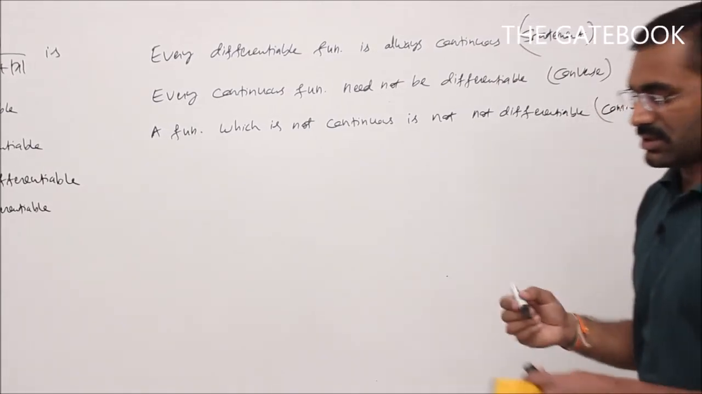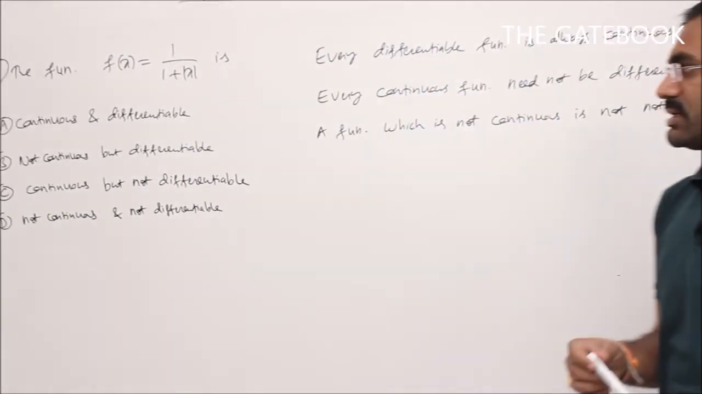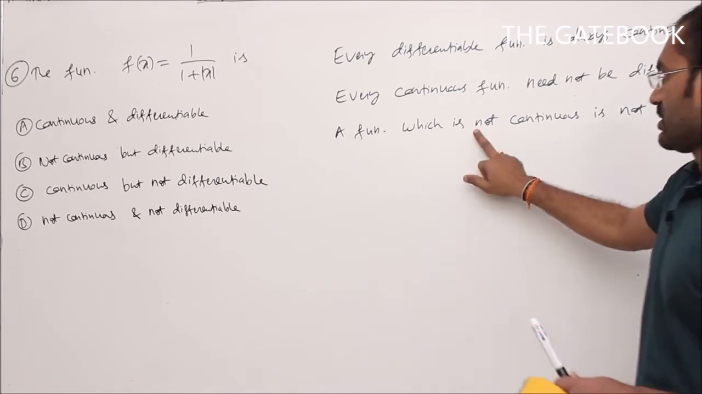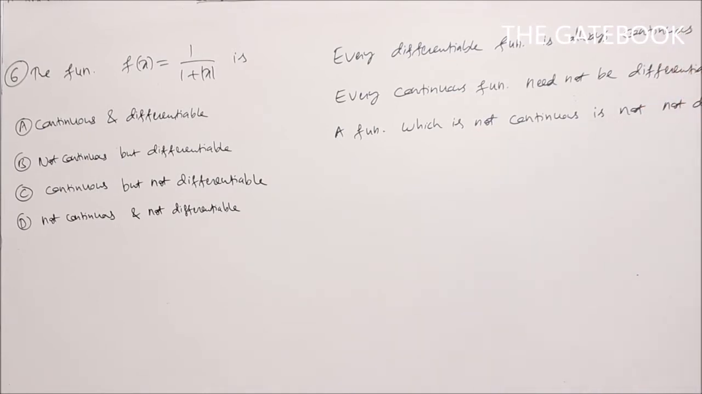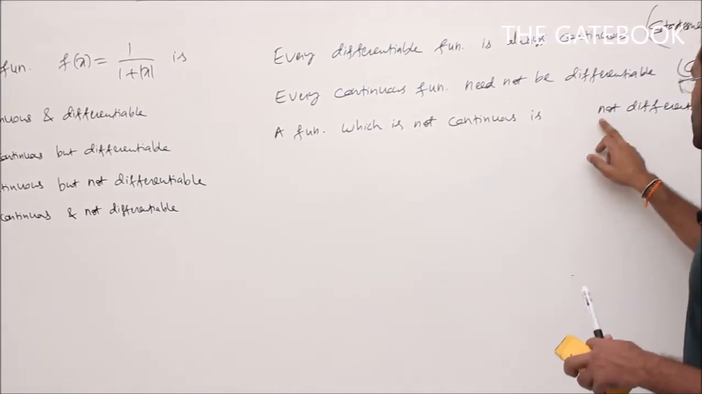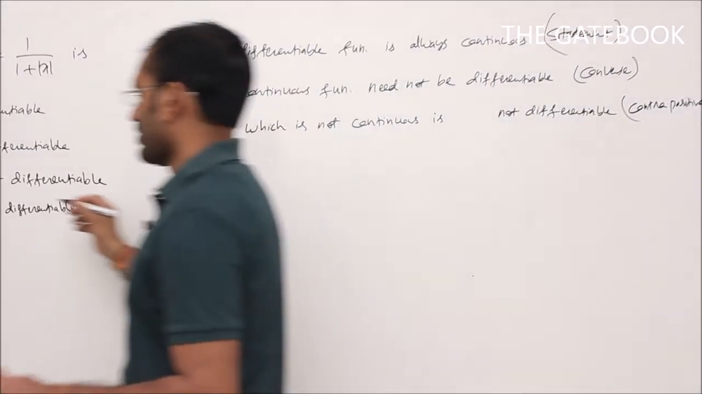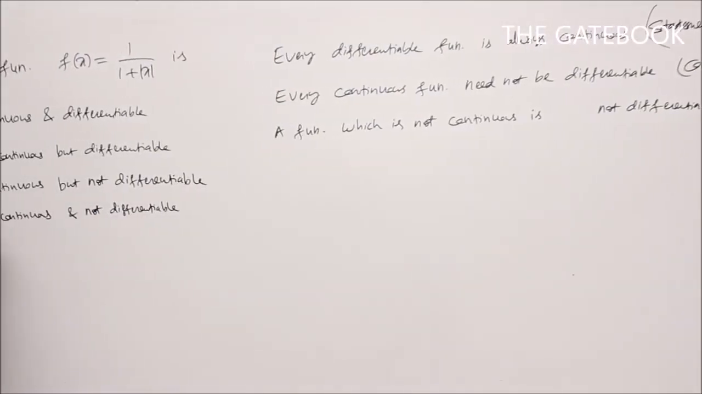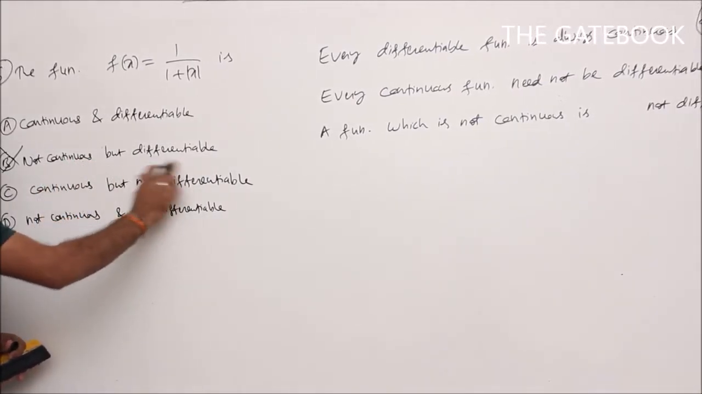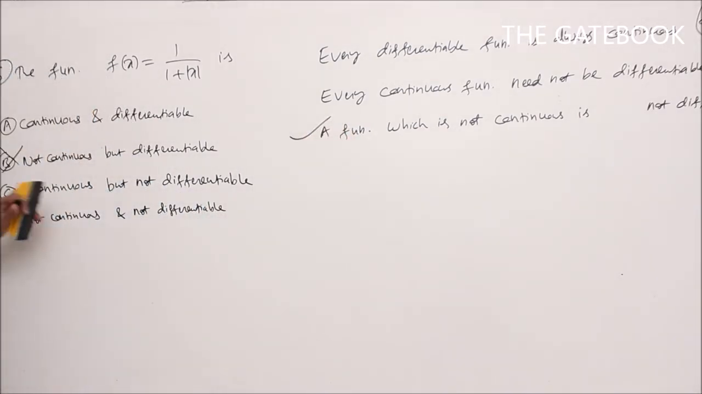So now you see the options here. Option A: continuous and differentiable. Option B: not continuous but differentiable. A function which is not continuous is always not differentiable. So option B is wrong here. I can eliminate option B. A function which is not continuous but differentiable can't exist, using that contrapositive statement.